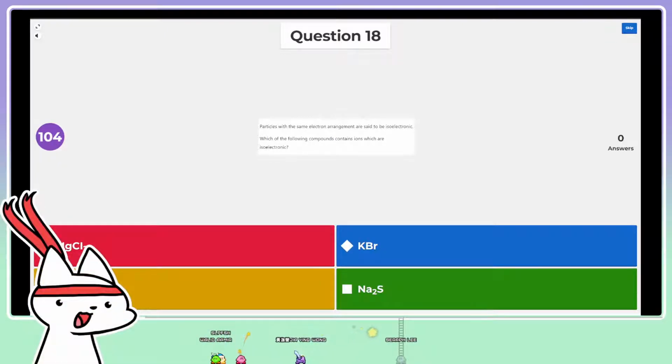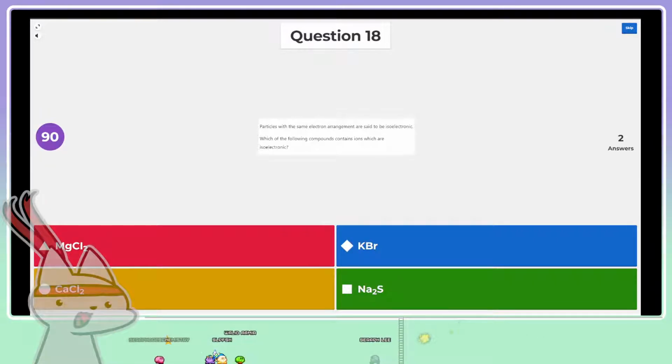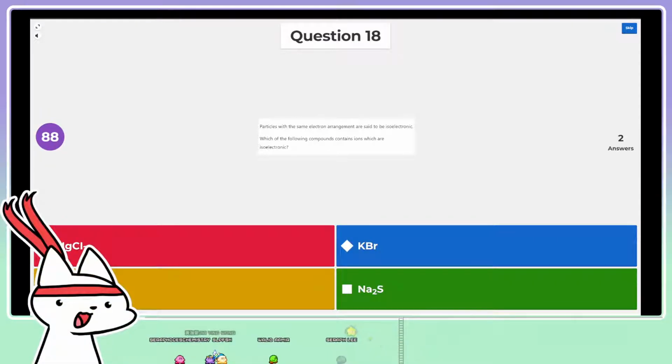For the electron arrangement to be isoelectronic, isoelectronic means that the electrons are the same. So for example, magnesium is 2, 8, 2 as an atom, but when it forms into an ion, it becomes 2, 8. Whereas chlorine is 2, 8, 7, and when it forms into an ion, it becomes 2, 8, 8. So yes.